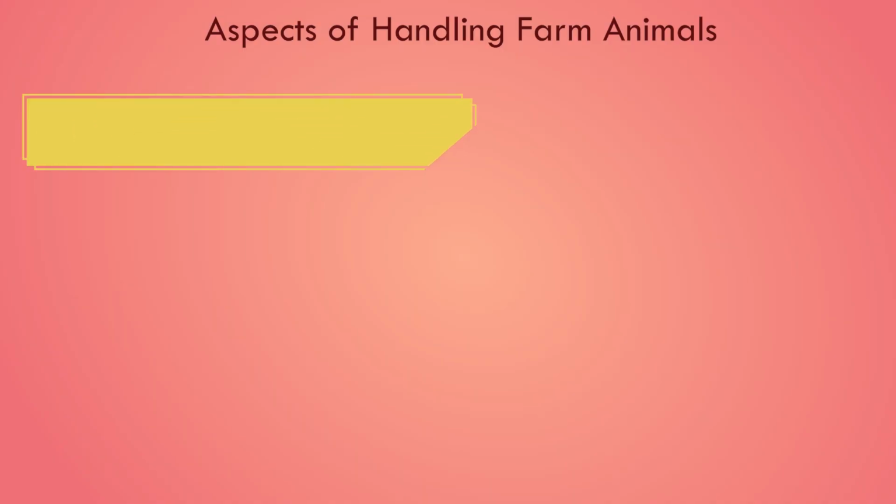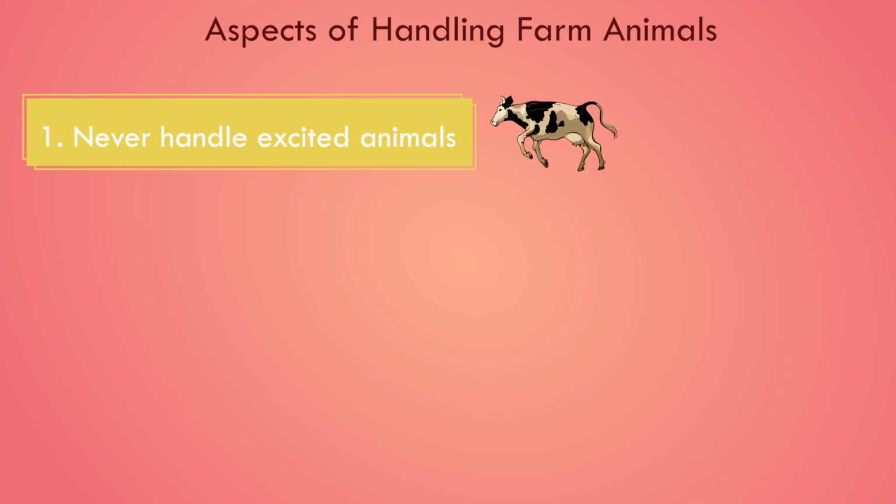So viewers, after understanding the 3 elements of animal handling, now let us understand what are the important points which must be taken into consideration while handling the farm animal. The number 1 is never handle an excited animal. Excited animals are difficult to handle. Thus, if cattle become excited, allow them at least 30 minutes to return to normalcy.